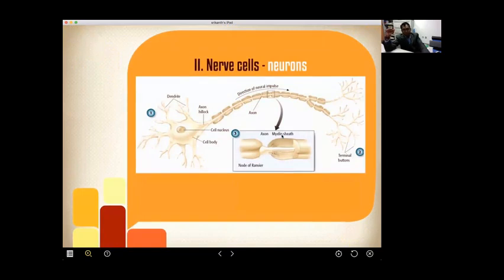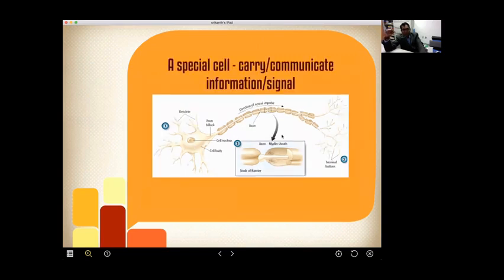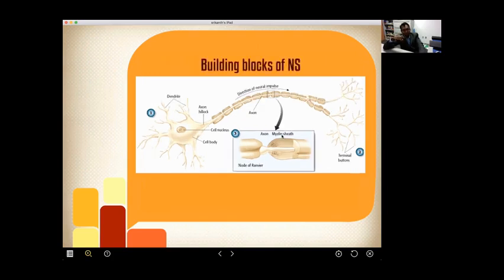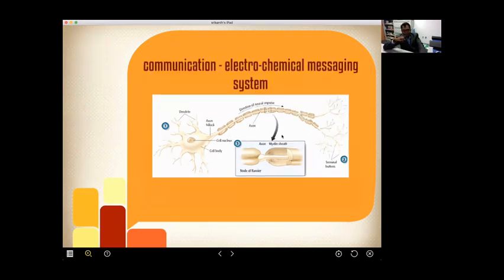Okay, let's look at the structure of a neuron. When you look at a neuron, it is like any other cell, basically. But a cell that is specialized to carry information, to communicate information within the nervous system. And it is a building block of nervous system. The major function, the main purpose of neuron is to communicate, to transfer information from one part of the nervous system to another.